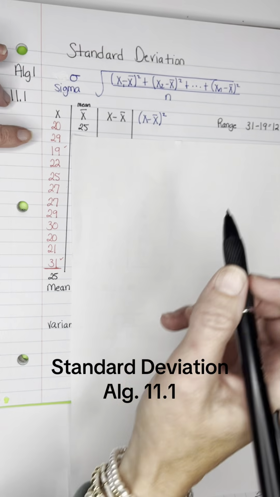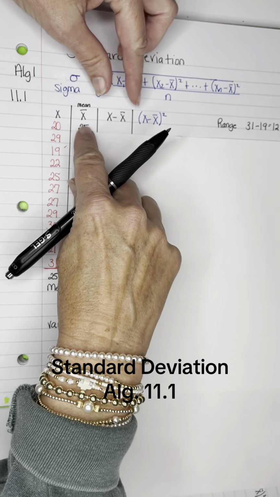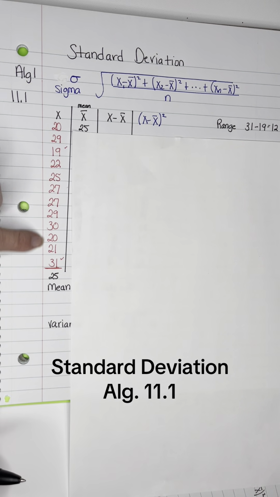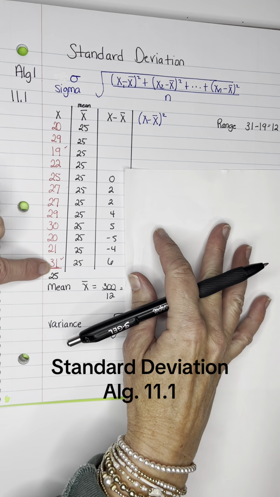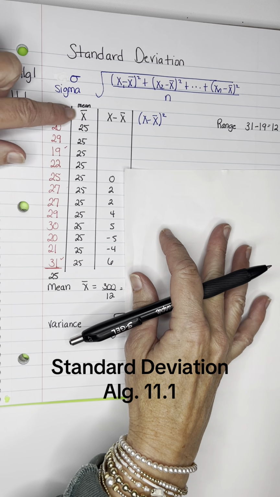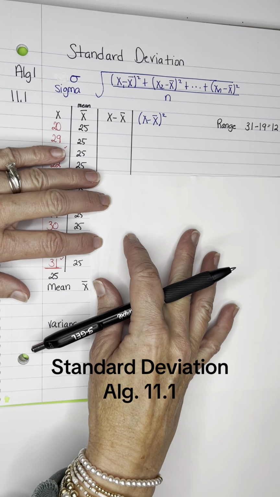So I'm going to organize this, and the way I got the 25, the mean, was I added all these together, and that was 300 divided by 12, and got 25, and I went ahead and filled those in.